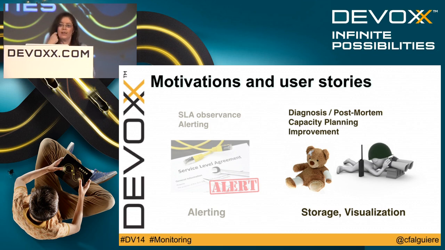So the first category is diagnosis. If you want to understand why you don't fulfill, why there is a problem, you have to have data that explain why things are going wrong. Especially, you have to have data that are still available when the process is not there. The second category is capacity planning. You want to be able to say if you will have enough capacity next week, next month, next year. And the last one is improvement.